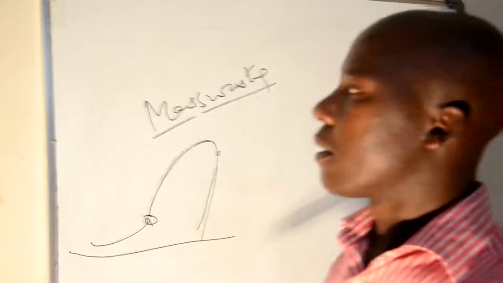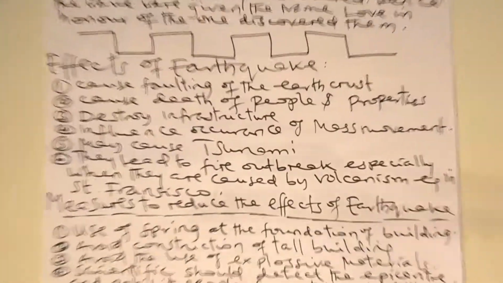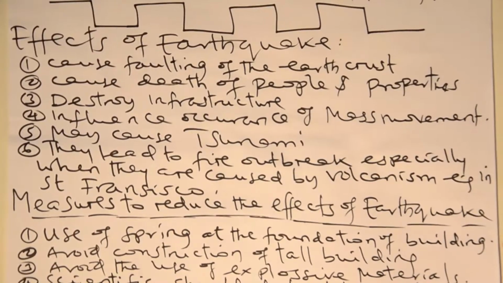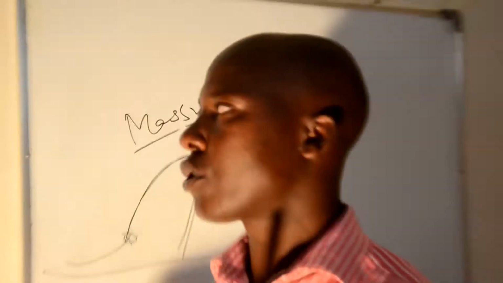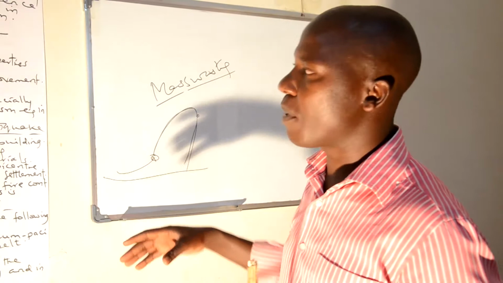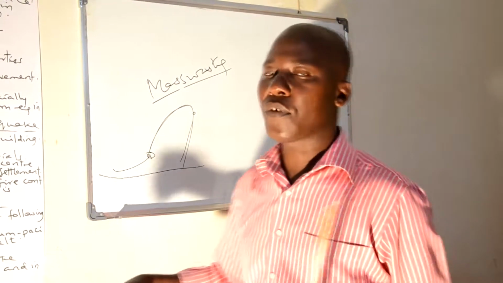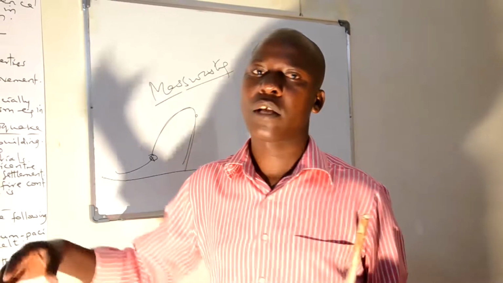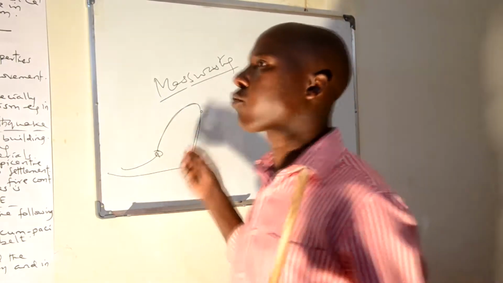Dear students, earthquakes may cause tsunami. As I told you, tsunami is a Japanese name for an earthquake originating from water bodies or oceanic areas. Wherever the earthquake takes place, it can lead to the formation of tsunami within water bodies, whereby the water is swept or thrown far away from the shore.